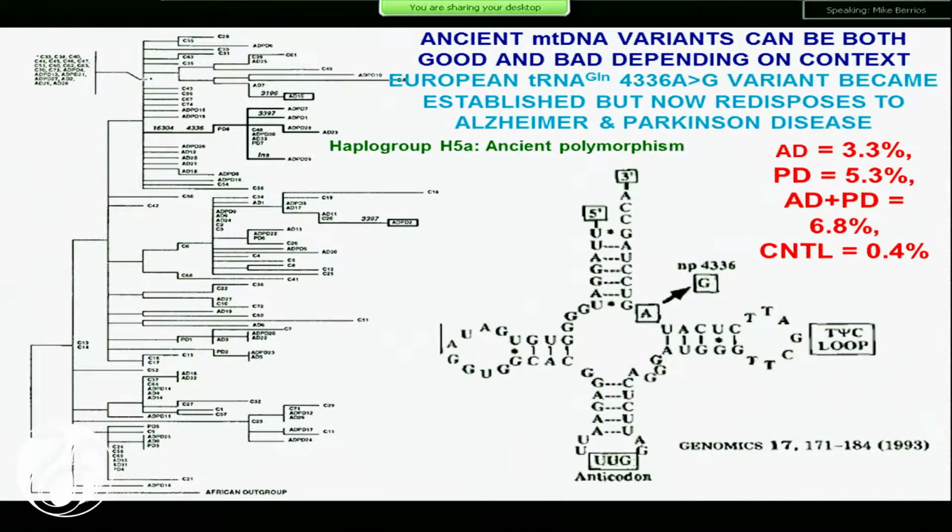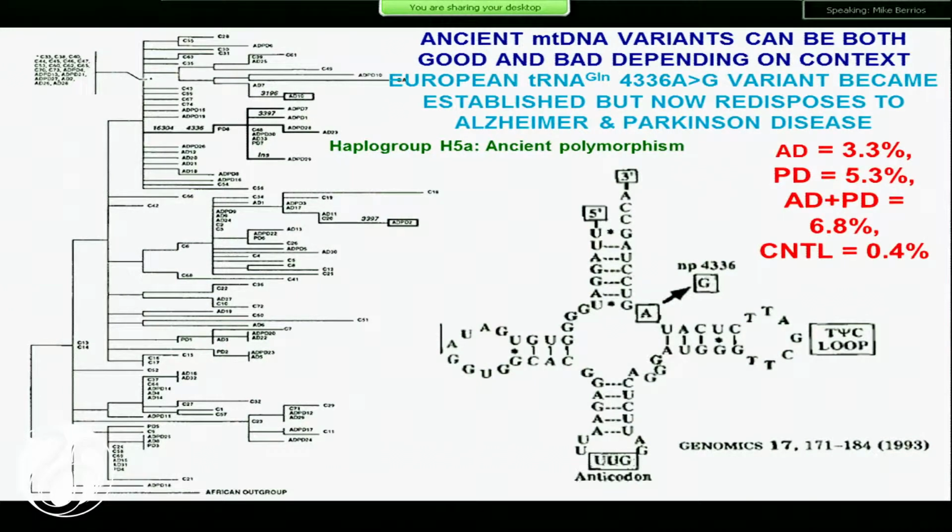This is just one of many examples. This is a variant that arose about 15,000 years ago in the European population. It's an A to G variant in this tRNA glutamine gene. It's found currently in about 0.4% of all European individuals. But if these people live to about age 70 to 80, they then account for about 3% of Alzheimer's disease, 5% of Parkinson's, and about 7% of Alzheimer's Parkinson's disease. So this leads to an interesting question.